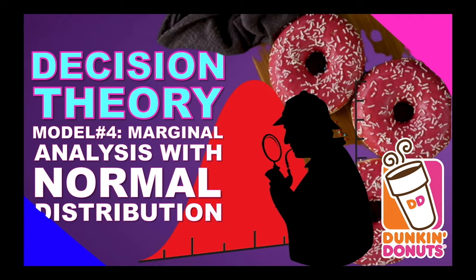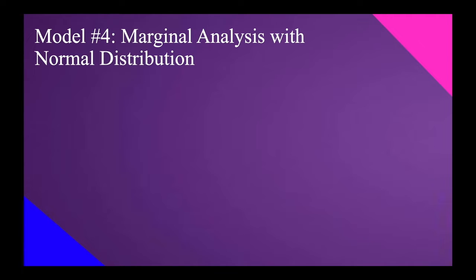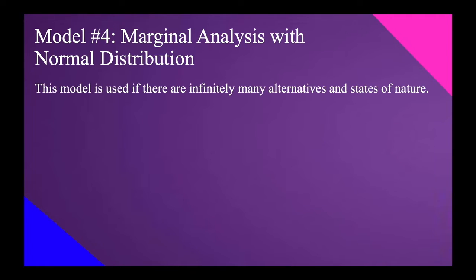Okay, so let's start our discussion regarding this fourth model. Again, marginal analysis with normal distribution. Basically, this model is used if there are infinitely many alternatives and states of nature. That is why we use the normal distribution. Because our model number 3 was for a finite number of alternatives. Our alternatives last time were 11 to 20,000 copies, which you may remember solving. But here, the number of alternatives we have is infinite. And of course, the states of nature as well. That's why we're going to have the normal distribution.